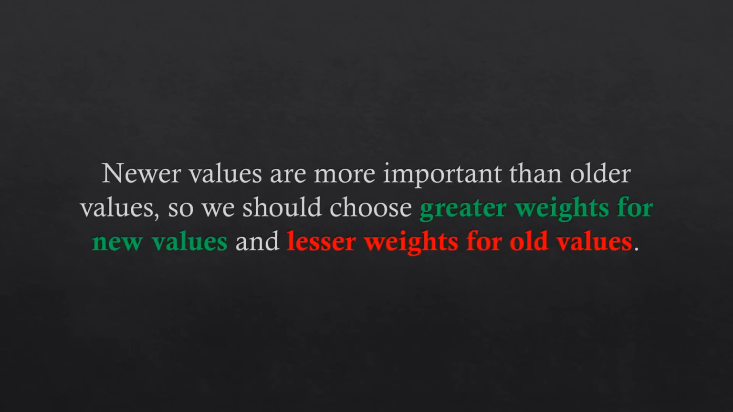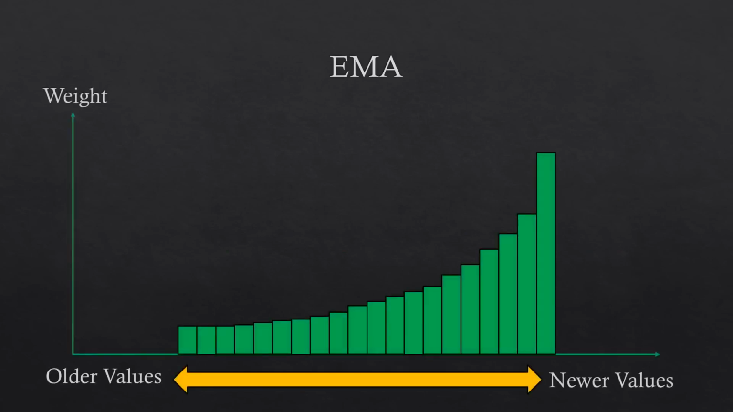In a price chart, the newest values are more important than the oldest values, so we should choose different weights for them in the rolling calculation window, meaning greater weights for newer values and lesser weights for older values. That's where the idea of the exponential moving average came from. If we look at the weight profile of an exponential moving average, we'll see something like this. The weights decay exponentially as we look back to older values. In other words, the new values receive a lot of weight, while old values receive considerably less weight.